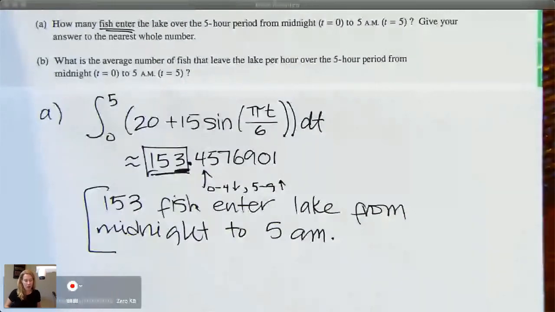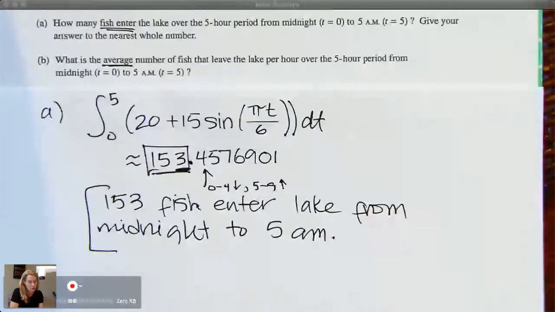Okay. Part B says, what's the average number of fish that leave the lake per hour over the 5-hour period from midnight to 5 a.m.? So we're thinking about average value of a function, of course, and the function that we're looking for is fish leaving the lake. Okay. So think about what sort of process we will go through to find the average value of fish leaving the lake.